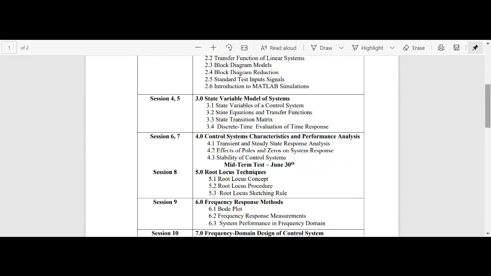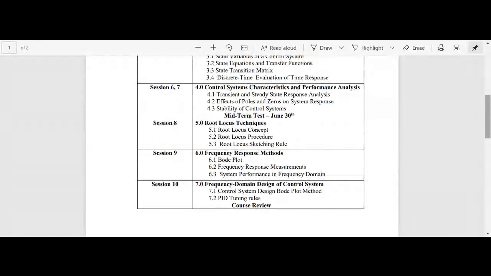Just confirm that you're actually seeing unit 4 at this time. Beautiful. So unit 4 covers control systems characteristics and performance analysis. I'm going to remove this midterm test situation here, so don't pay this any mind. Unit 5, root locus. Unit 6, frequency response method. These are methods used to analyze control systems. And then the last unit, unit 7, we'll be looking at the design of control systems.